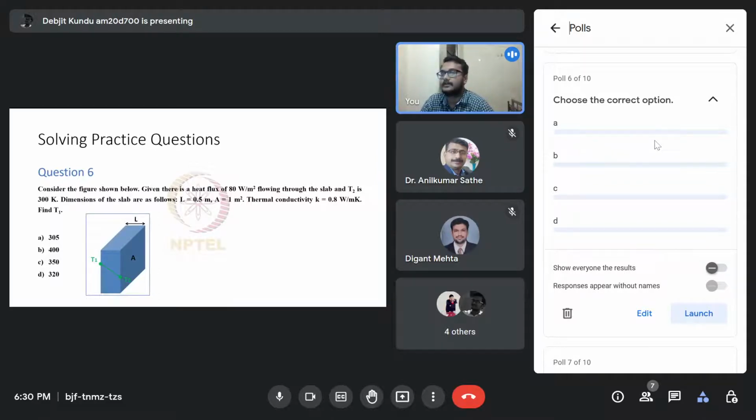So let's go back to the question. Given that there is a heat flux of 80 watt per meter square flowing through the slab, and T2 is 300 Kelvin. Knowing all this, the dimensions of the slab are as follows: L equal to 0.5 meters and A equal to 1 meter square. Also, the thermal conductivity K is given, that is 0.8 watts per meter Kelvin. This is roughly the thermal conductivity of concrete. So we can think of this as an actual wall. Given all this, we have to find out T1.